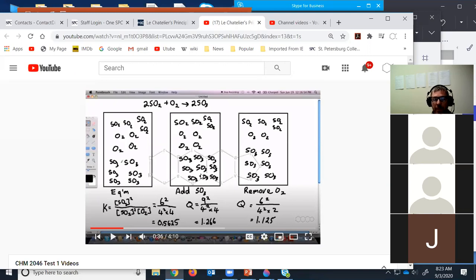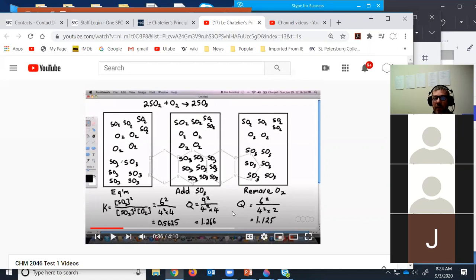So if I do that, now I don't have a K value anymore, I've got Q, because the reaction's no longer at equilibrium. I changed it, I added something to it. And I can prove that by counting up everything. And you see I get this value here, 1.266, which isn't 0.5625 anymore. So we know it's not at equilibrium. But further, we also know that the Q value is more than the K value.